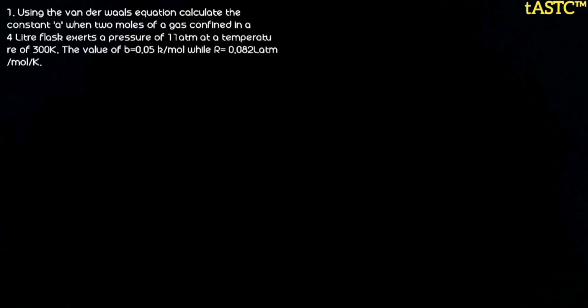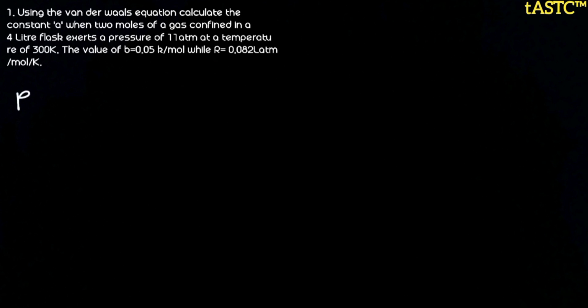Now here is the first question. Using the van der Waals equation, calculate the constant A when 2 moles of a gas confined in a 4-liter flask exerts a pressure of 11 atm at a temperature of 300 Kelvin. Now the value of B was given to us to be 0.05 Kelvin per mole, while R was given to us to be 0.082 liter atm per mole per Kelvin.